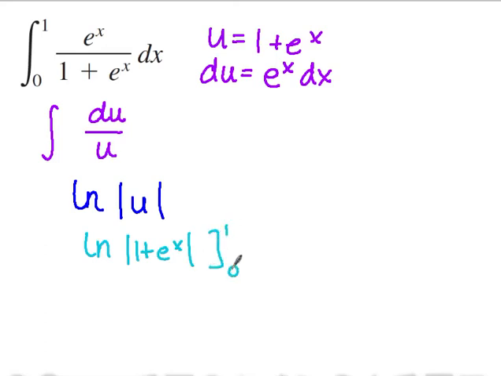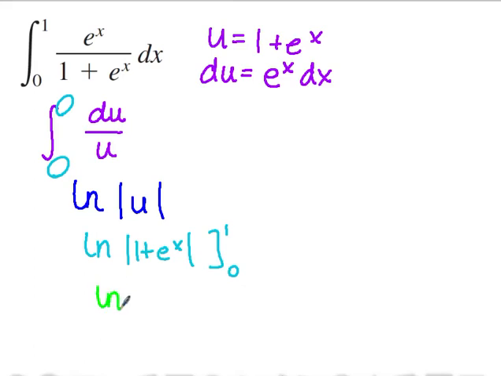Now you're probably wondering, why didn't I put the 1 and 0 up here? The reason is because that was written in terms of u. And so if you remember, we don't write things there unless we substitute those in. So let's go ahead and substitute 1 in.